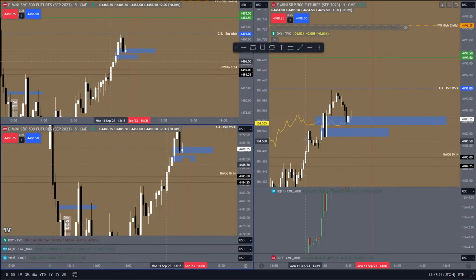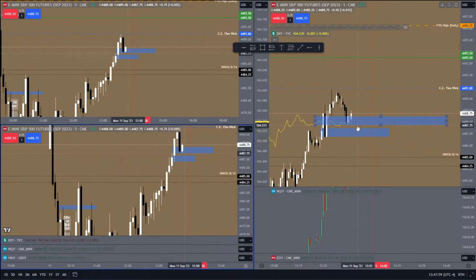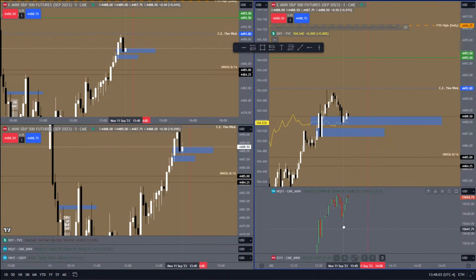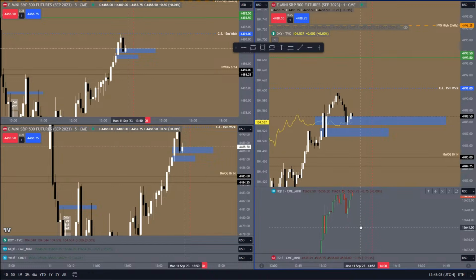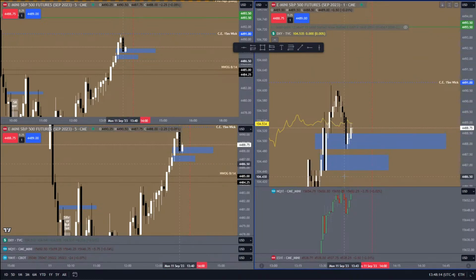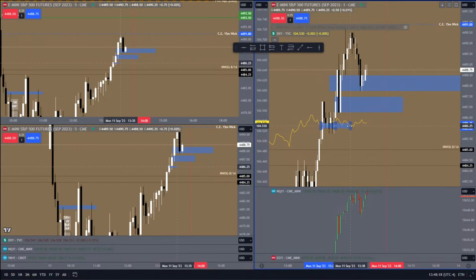Five-minute volume imbalance coincides, so you can see it right here. We're respecting this fair value gap. See these candle bodies respecting that fair value gap.